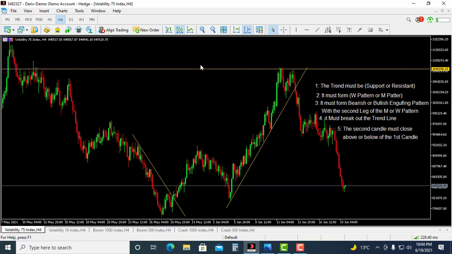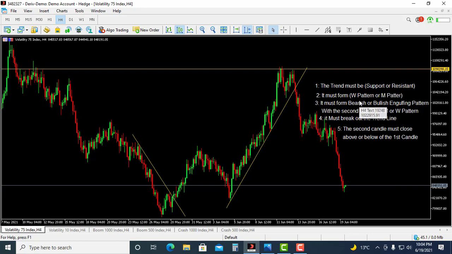First, the trend must be at a support or resistance area. Support and resistance is an area. There is no exact place, and no one can ever tell you that. As you see, this market is at the resistance area. Boom, we get number 1.